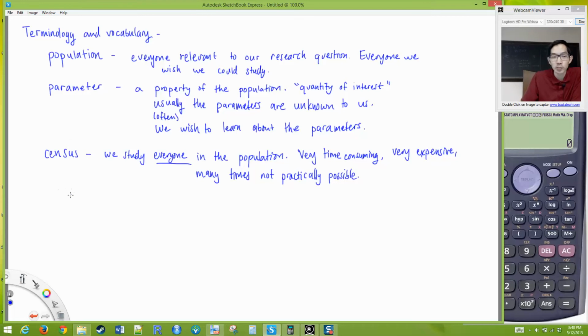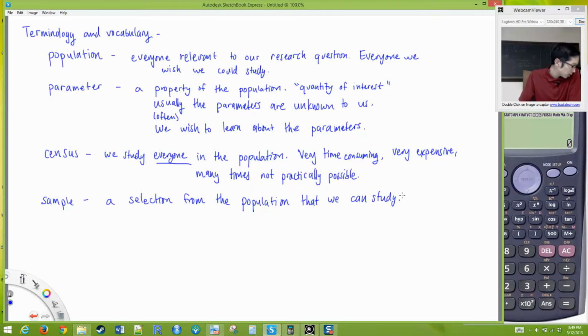So instead, a sample, which is just a selection from the population, that we can study. Ideally, the sample is representative of the population.